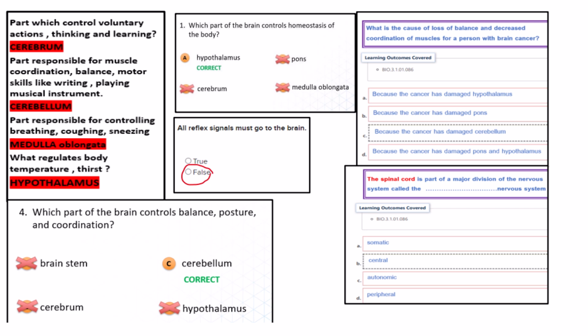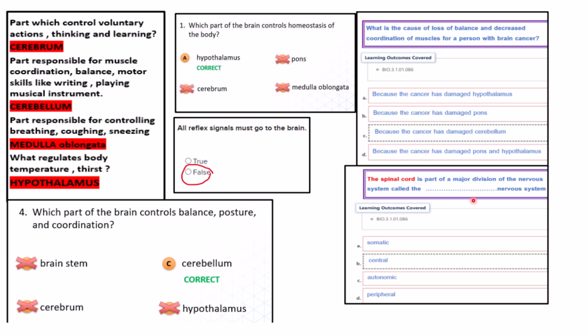These are some sample questions. What is the cause of loss of balance and decreased coordination of muscles for a person with brain cancer? You know the functions of which part is responsible for loss of balance, mainly the cerebellum. Because the cancer has damaged the cerebellum, it would be the correct answer.